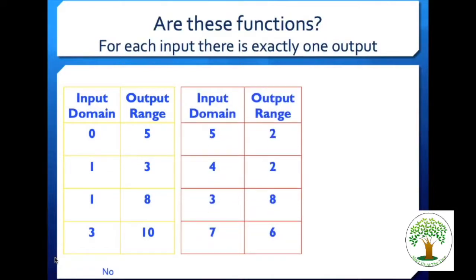Is this a function? I heard no because there's two 2s. Is that okay or is it wrong? The 2 2s are in the output range, so it's okay. Person number 5 can have a birthday on day number 2, and person number 4 can also have a birthday on day number 2. That's okay. So this is a function.